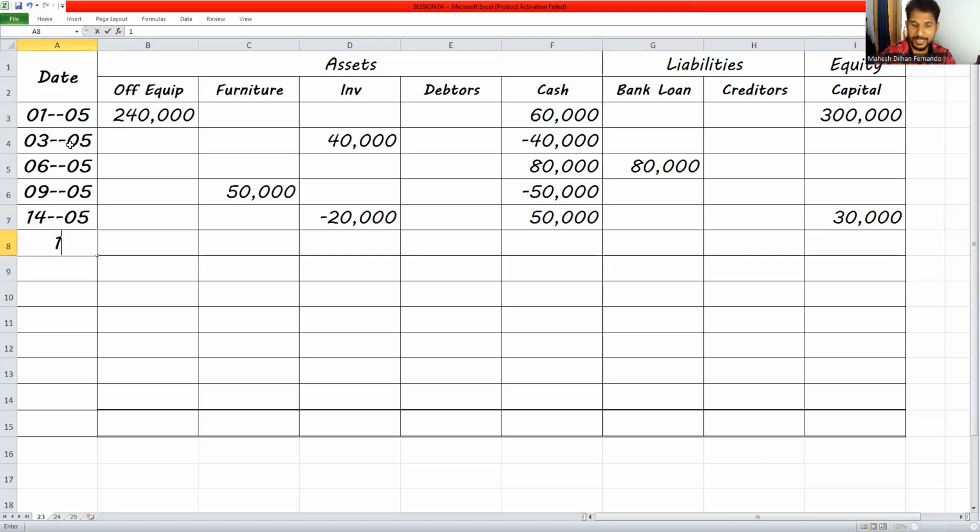Next one, 17th of May. Purchase goods valued 50,000 on credit. Inventory plus 50, but remember, this time the balance of cash is not going to be changed, since it is a credit purchase. Now remember what I've told you. Credit purchases increase liabilities, called creditors. The value is 50,000.